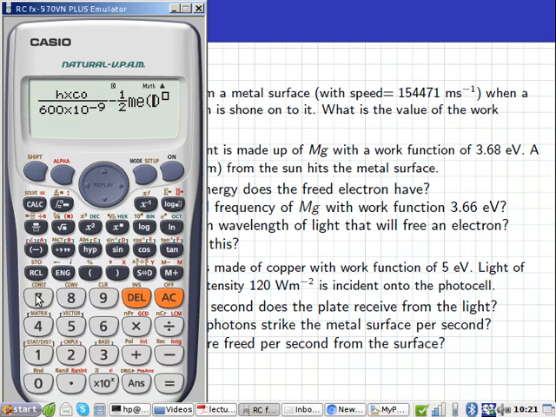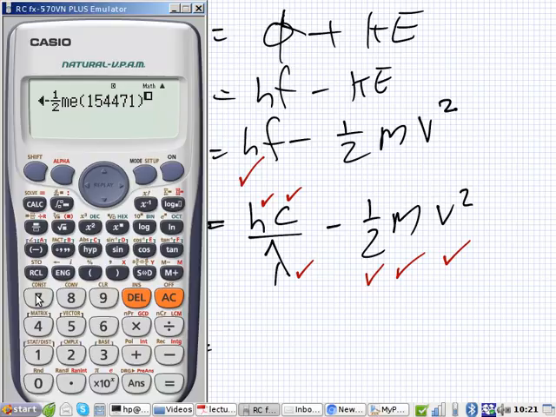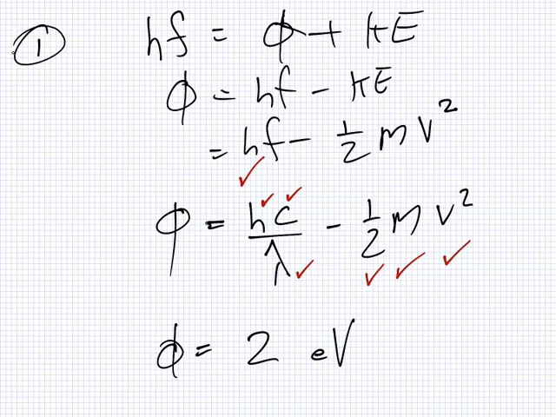Right, so when I put all the numbers in, what answer did you get? 6.24 × 10⁻¹⁹. Correct. Let's put that in electron volts. 2 electron volts. Yep. Number 2.